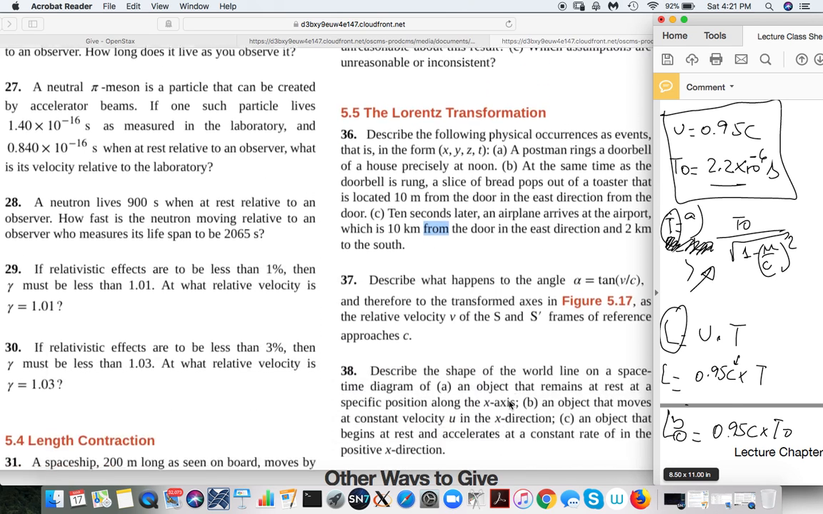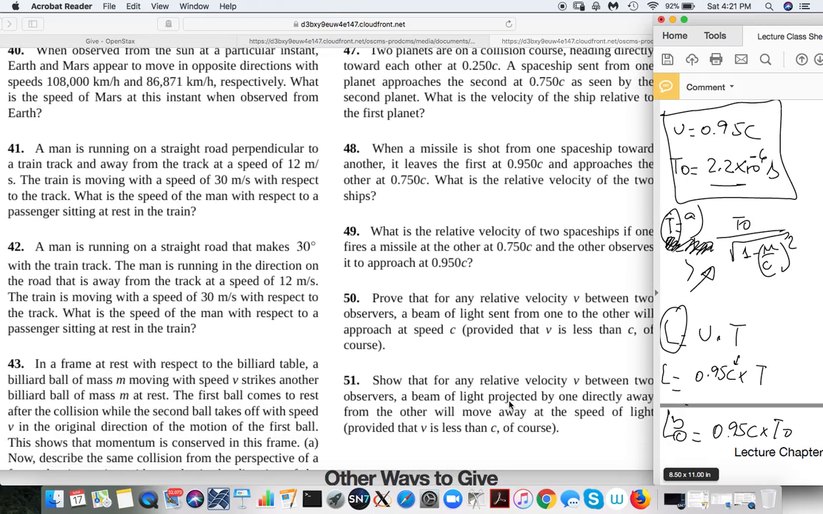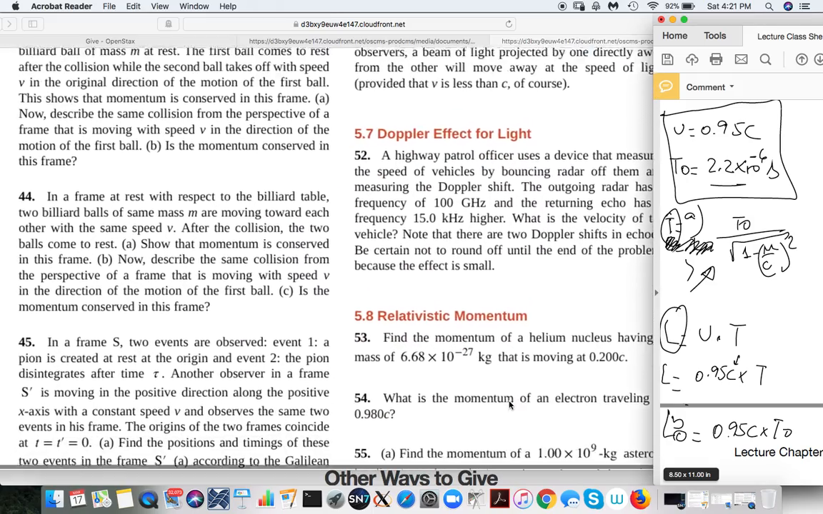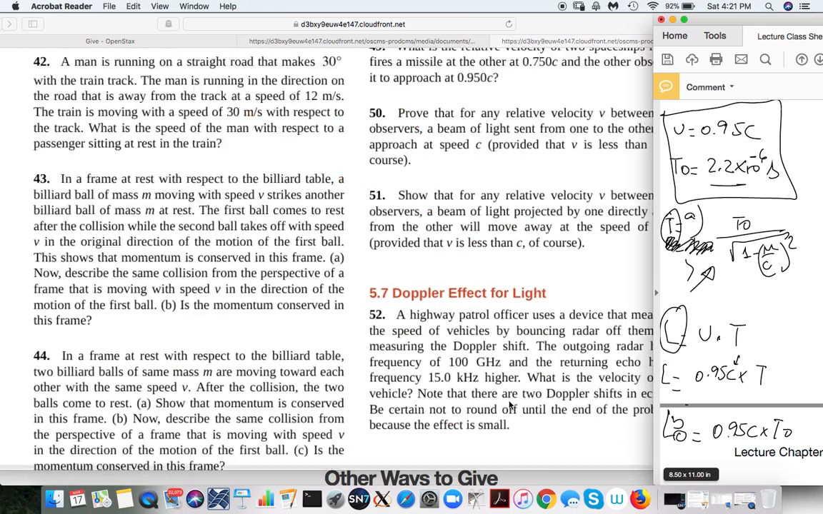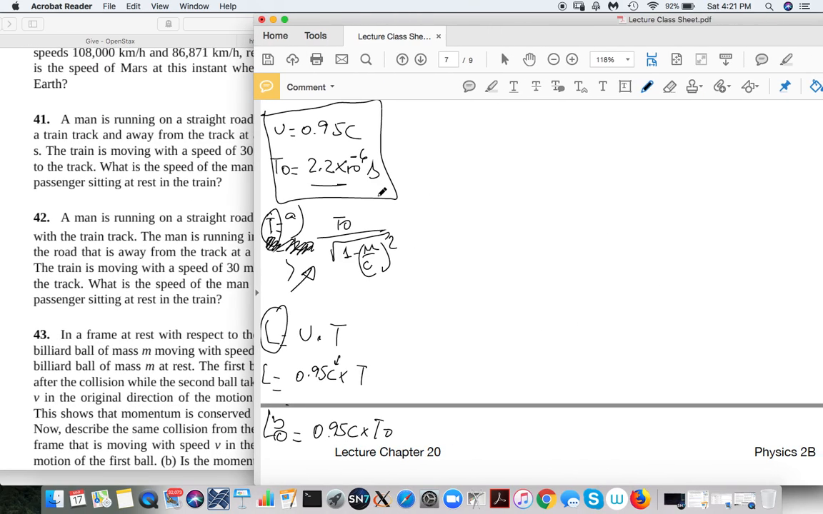Lorentz transformation, I'm glad I went through it, but you guys were not excited. After Mark's comments, I decided not to go further. No, just kidding. Okay, that's it.